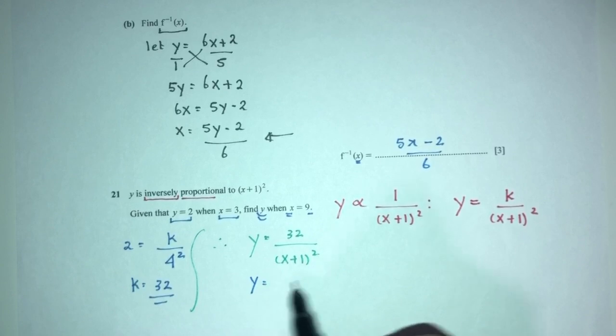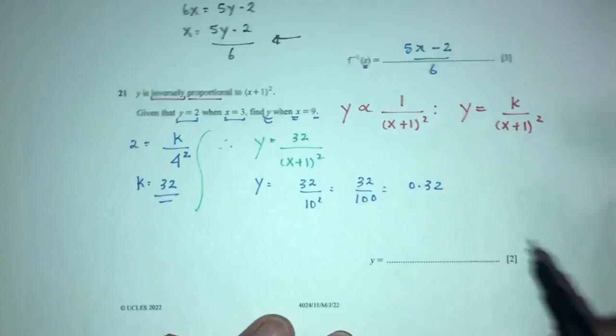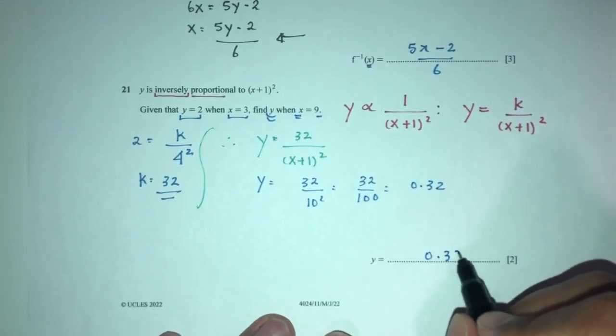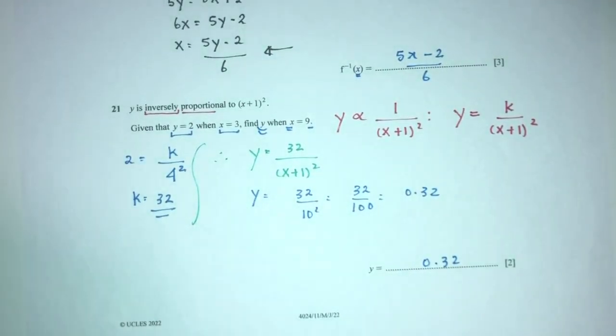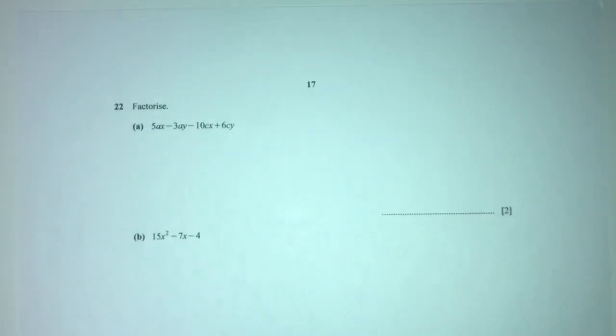So y will be 32 over, x is 9, 9 plus 1 is 10, 10 squared. That will be 32 divided by 100, that will be 0.32. Okay, that will be your answer for question number 21. Now let's move on to question number 22.